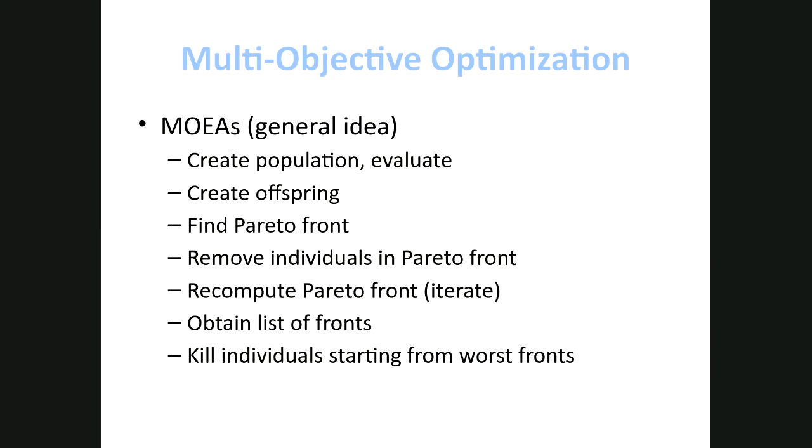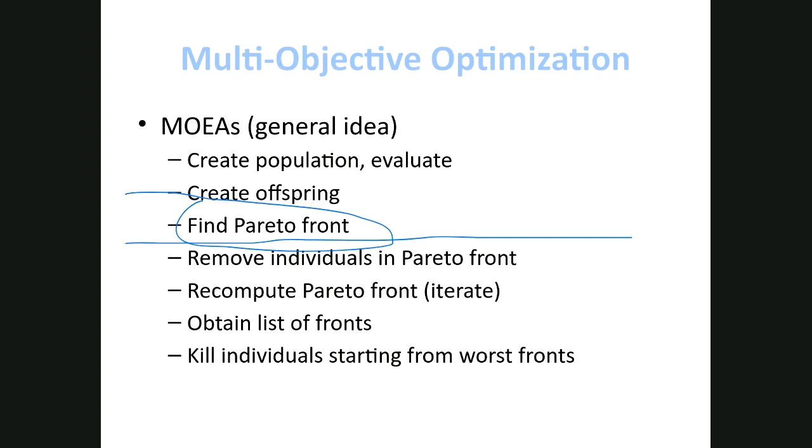The general idea of multi-objective optimization is not very different from classical single objective optimization. You create a population, you evaluate the population, you then create the offspring, you find the Pareto front, so you find the set of individuals that are not dominated. Up to here, actually, there's nothing particularly different, the only exception being finding the Pareto front. However, we stumble upon an obstacle when we are trying to remove the individuals, right? Because removing individuals is not that straightforward.